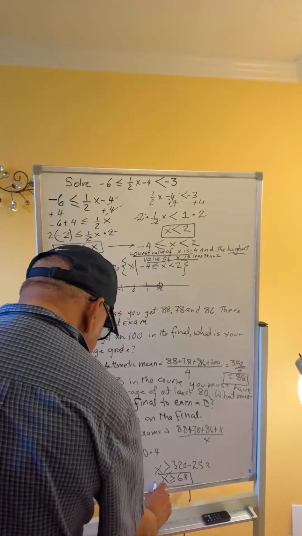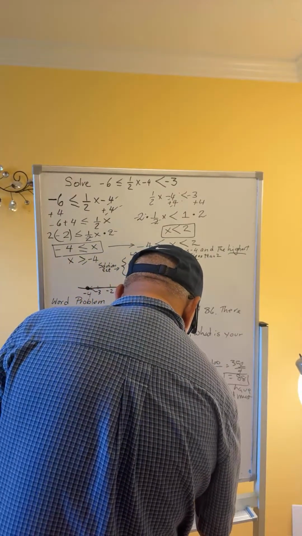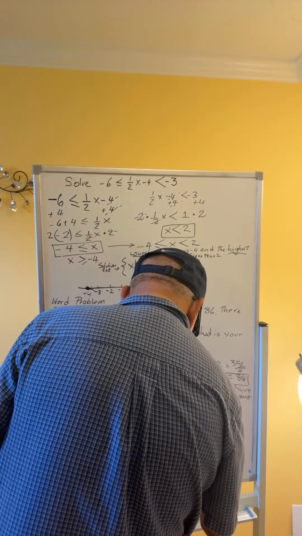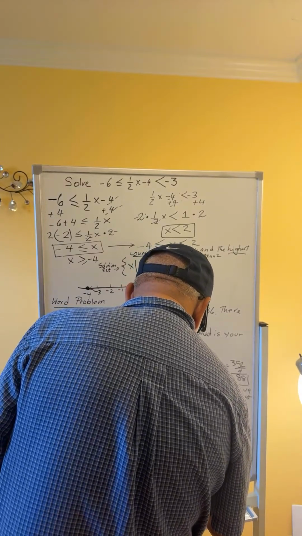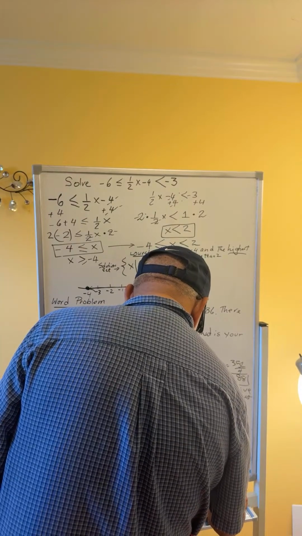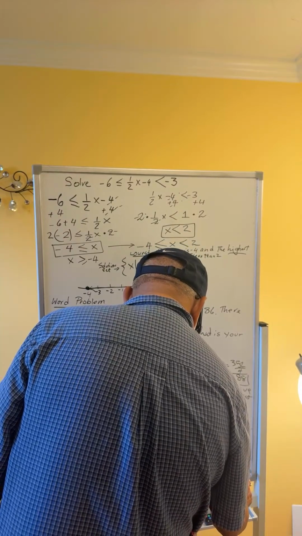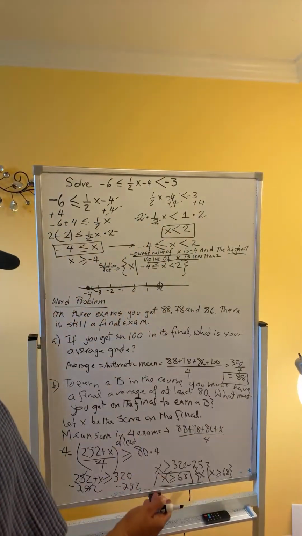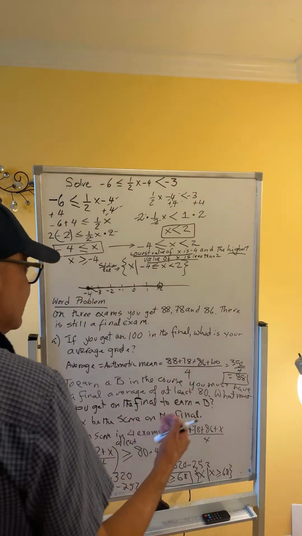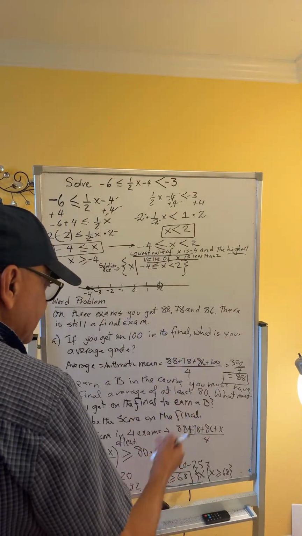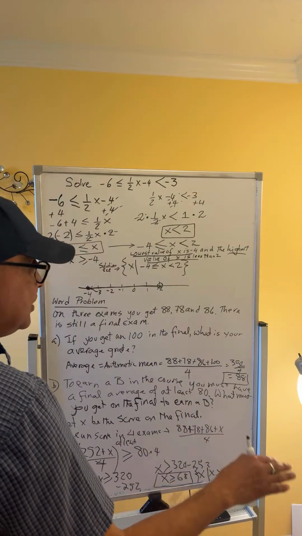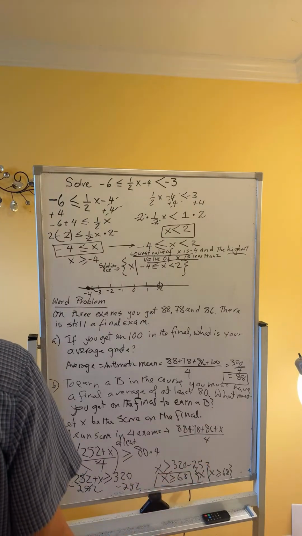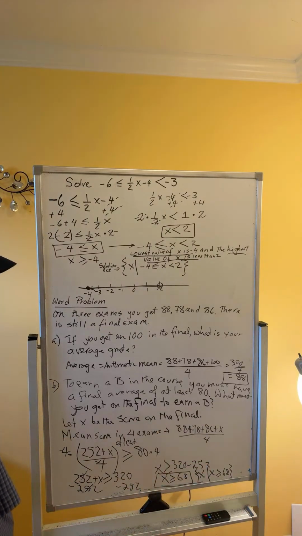So your solution in set form is X, remember the braces, such that X is greater than or equal to 68. So the lowest score you can get is 68 in order to get a B average in this course with 4 exams. So you have to score a minimum of 68 in the final exam to get an average of B in the course consisting of 4 exams.